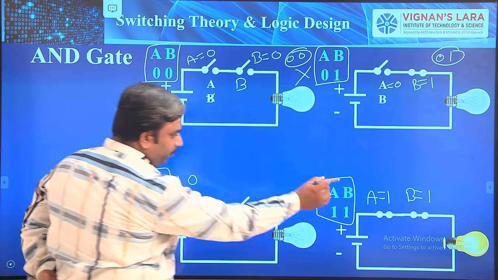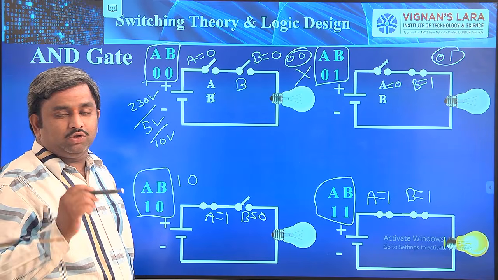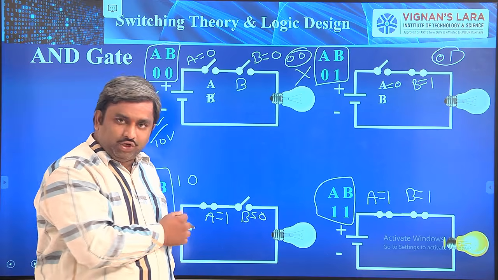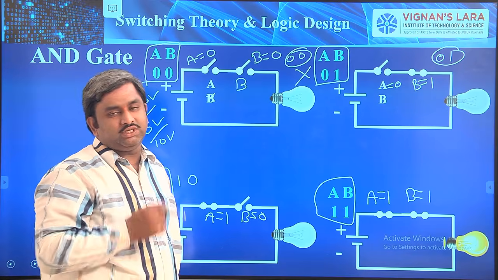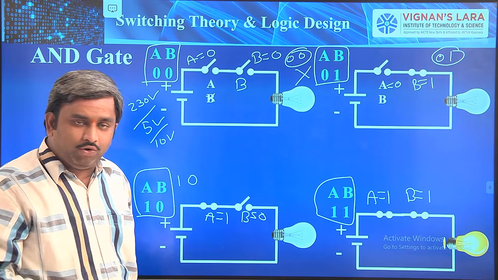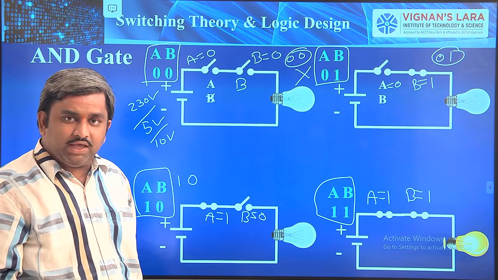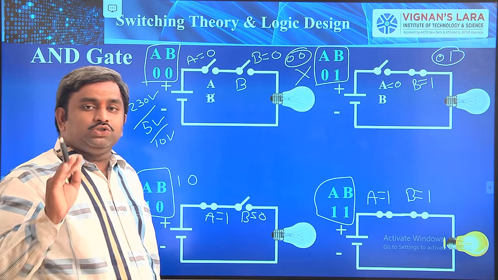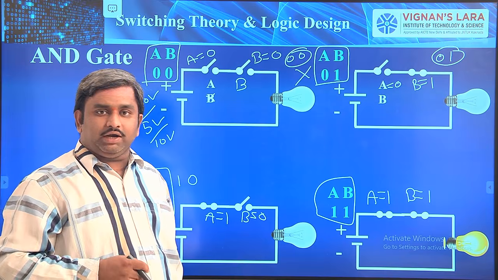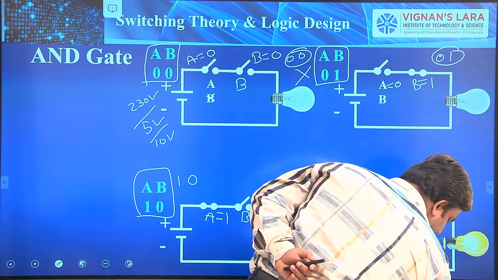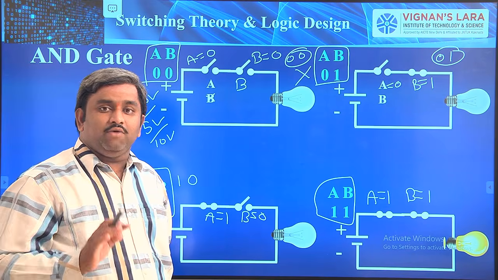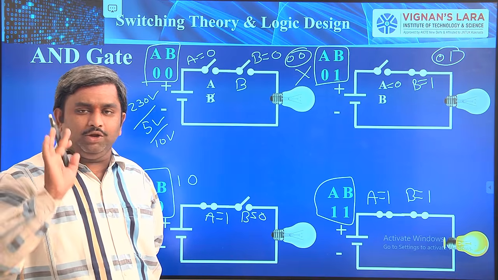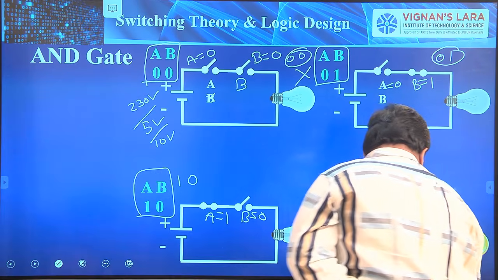So the output will be available whenever the 2 input switches are on. For the AND gate we take a minimum of 2 inputs. If you are taking 3 inputs A, B, C, then 3 switches are available. If you are taking 4, then 4 switches are available. If there are 5 switches, A, B, C, D, E, then whenever these 5 switches are in the on condition, only then we will get the output. So all the inputs must be in the on condition.